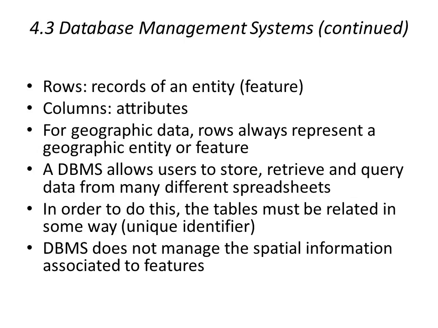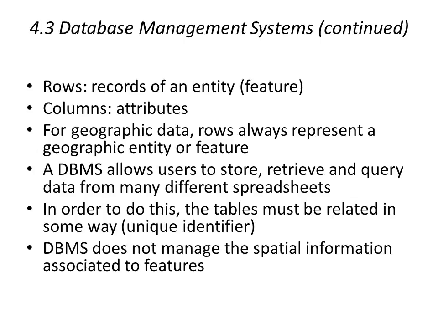A database is typically made up of rows, which are the records of the entity or features. Columns are the attributes. For geographic data, rows always represent a geographic entity or feature. That might be a point, such as a well, or a stop sign, or a light pole, or it could be a line, such as a roadway or a stream, or it could be a polygon, like the boundary of a city, or a census tract, or a state.